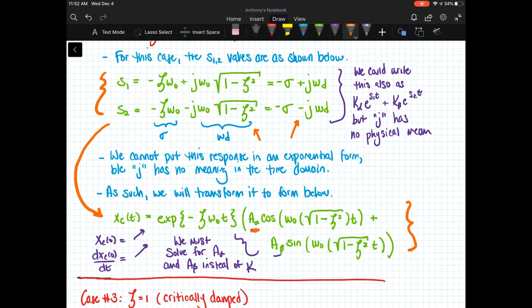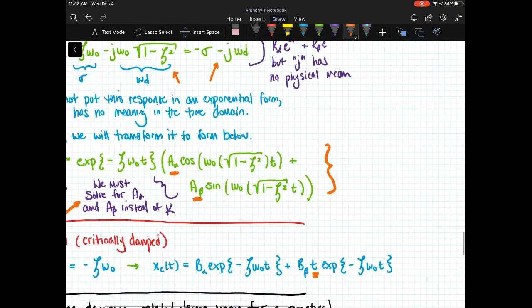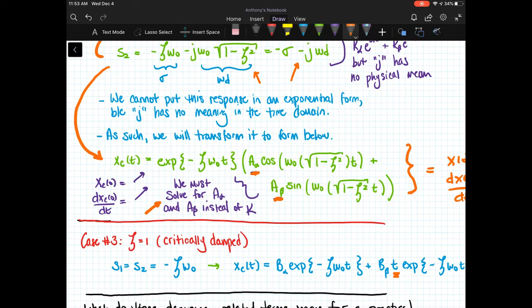This is one of the constants we'll need to come up with. Cosine omega naught times square root of 1 minus zeta squared times t plus, and then the same thing for the sine. And so what we'll have to do is solve for A alpha and A beta instead of K alpha and K beta. But the way that we would do this would be very similar to that shown right here. Again, what we would do is set this equal to x0 as well as dx0/dt, and use those two expressions in order to solve for our A alpha and our A beta.